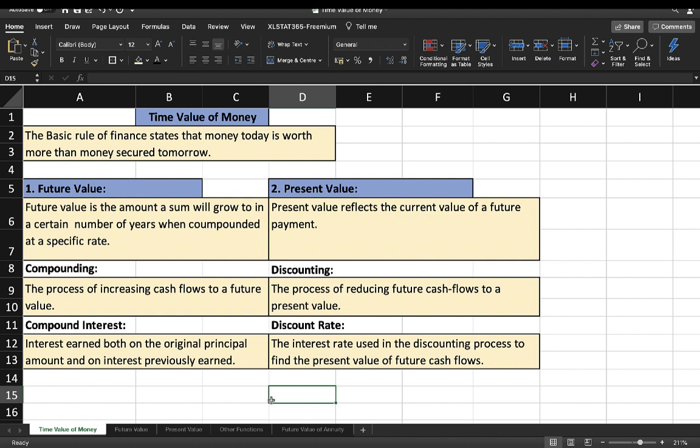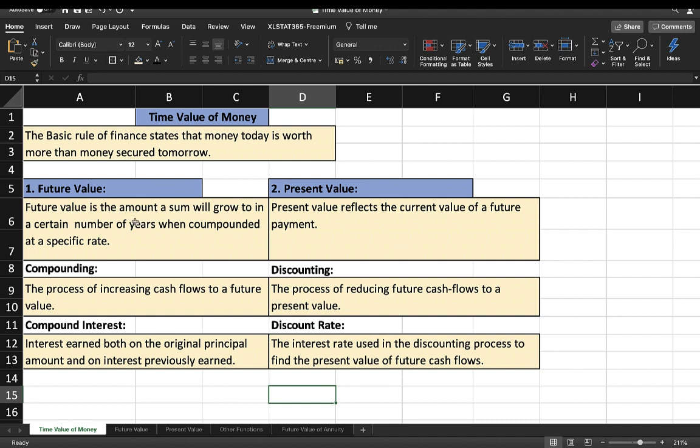Time value of money is explained with the help of two important concepts. They are future value and present value. Future value is the amount a sum will grow to in a certain number of years when compounded at a specific rate, whereas present value reflects the current value of a future payment.